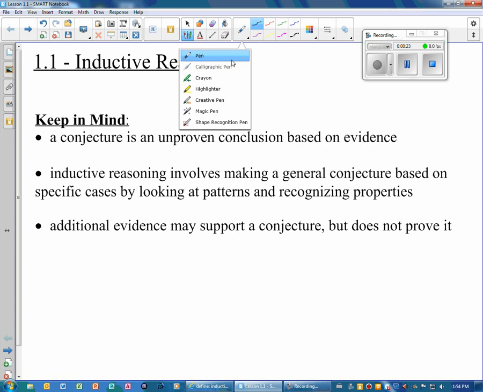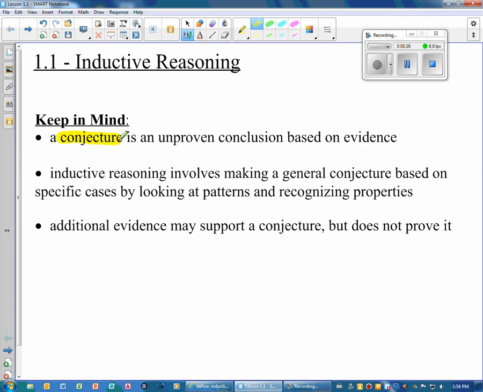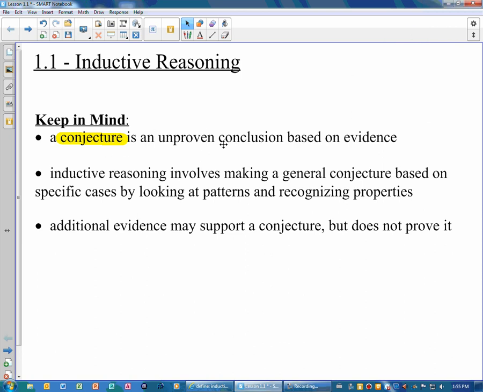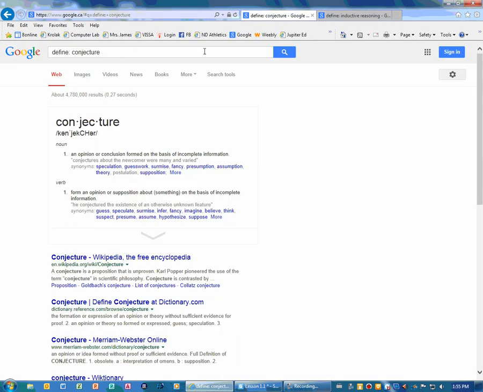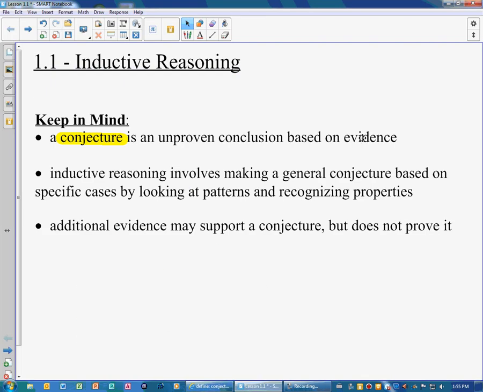So that's a definition you do need to understand, what a conjecture is, okay? An unproven conclusion based on evidence. What that's kind of saying is, well, okay, this is what I think it is based on what I can see. I went online to define conjecture, and what it said is that it's an opinion or conclusion formed on the basis of incomplete information. So I think this incomplete information part is saying, well, it's only what you can see. It's not necessarily the whole picture, but you're coming up with something based on evidence, on what you see.